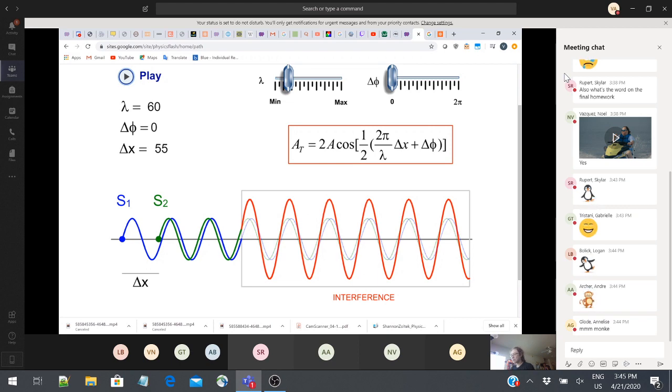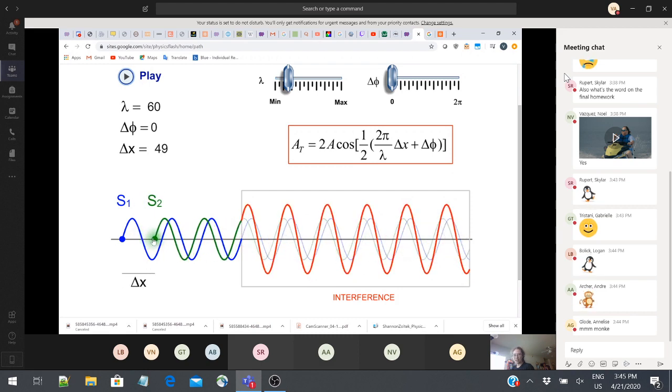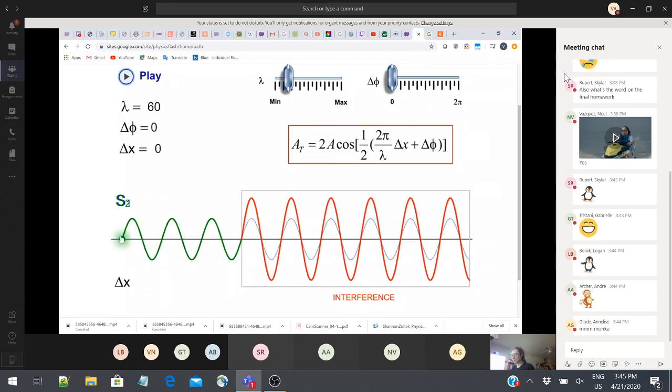But this is an example of one-dimensional interference. I have a source that is making a wave, and another source that is making a wave. They're making waves of the same amplitude, and they are located at different positions. They are separated by some amount delta x. Okay. If they're at the same place at the same time, we'll start with that. Play.